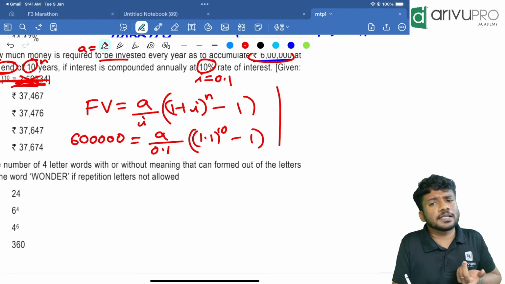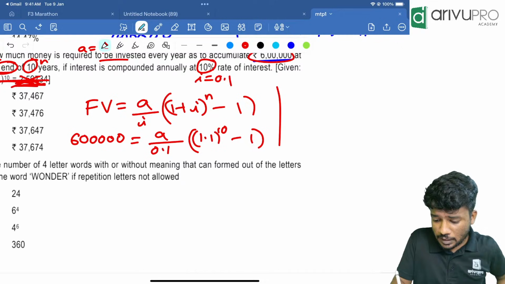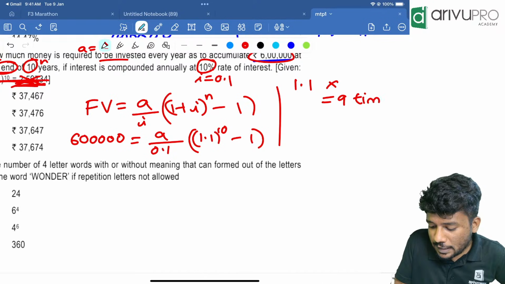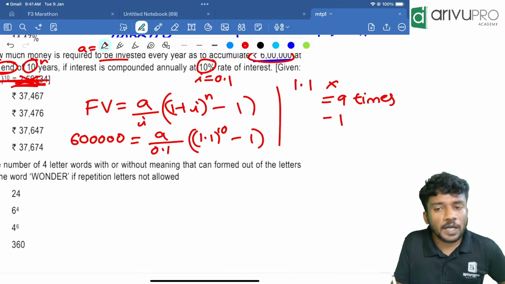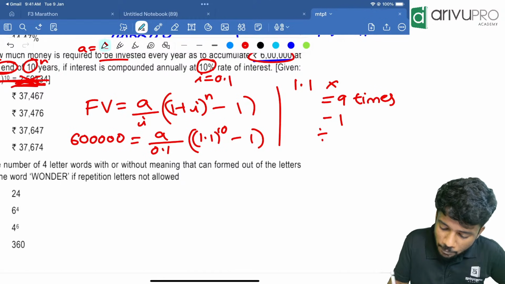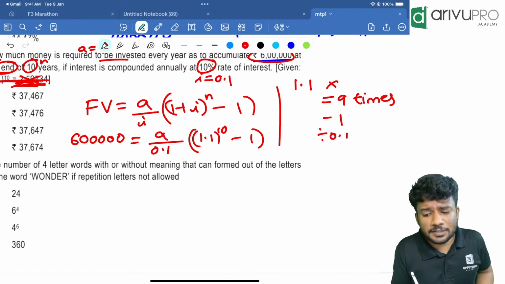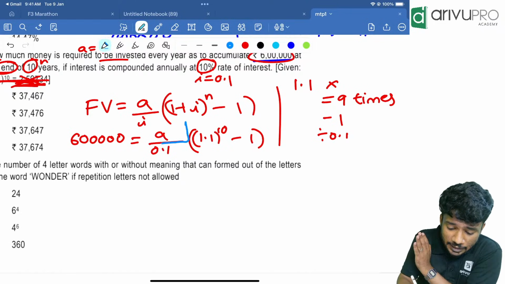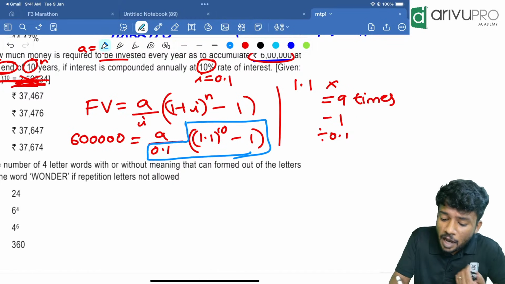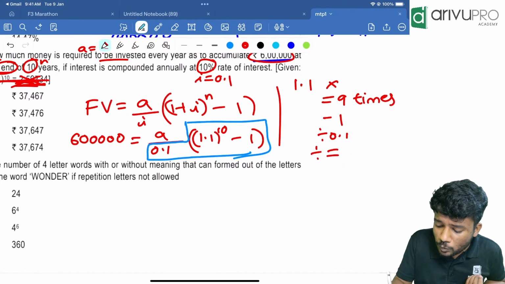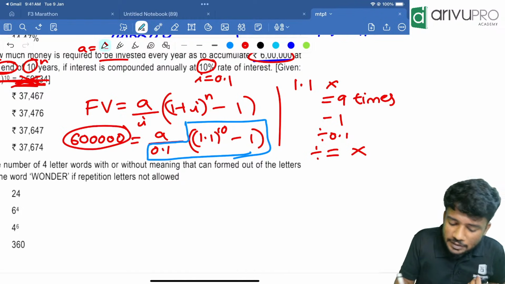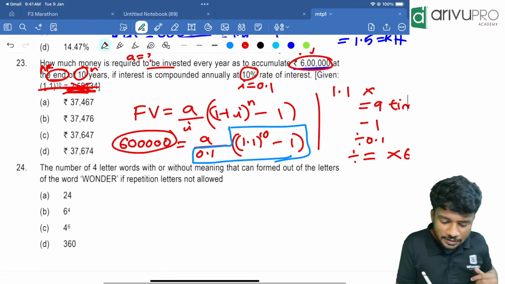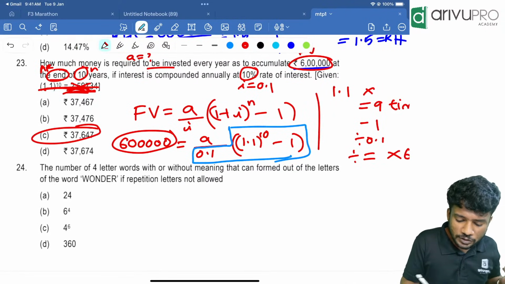How are you going to use the calculator? Find 1.1 the whole raised to 10. How will you find that? 1.1 into equal to how many times? 9 times. Then minus 1. Then divide it by 0.1, because the denominator there is 0.1. Then we need to take this entire value to the right hand side, correct? How will you take it to the right hand side? Click divide equal to, then multiply it with what is there in the right hand side, that is 6 lakh. You will get the answer. How much is the answer now? 376447. Now let me check.